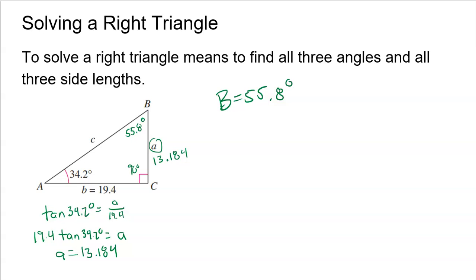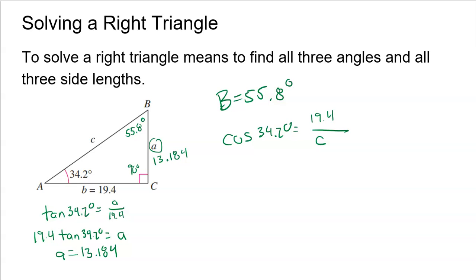All right, now that I know A, I could use Pythagorean theorem, but I mean, I don't like squaring these decimals. That's going to get kind of ugly. So why don't we use another trig function, right? Well, to find C, I could use cosine. Cosine of 34.2 degrees equals adjacent 19.4 divided by hypotenuse C. All right, that's easy. Or now that I found A is 13.184, I could do cosine of 55.8 degrees equals adjacent 13.184 divided by C. So I got a lot of options. I can even use sine of 34.2 degrees equals opposite 13.184 divided by hypotenuse C. You got options.